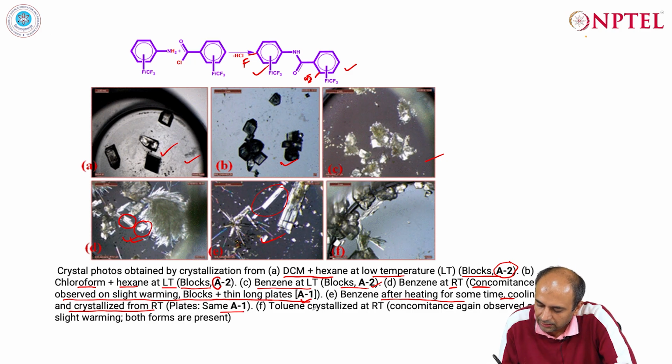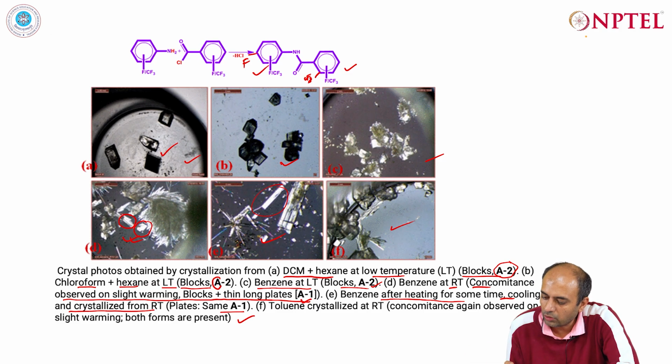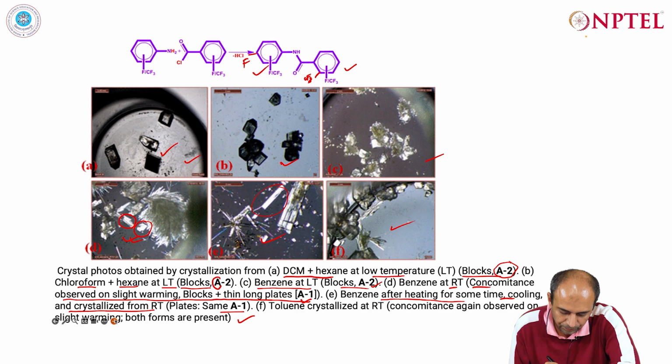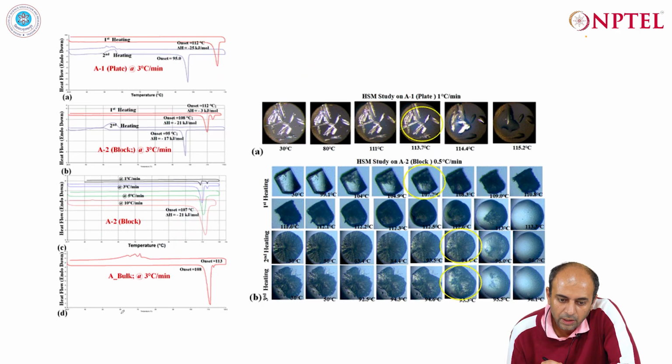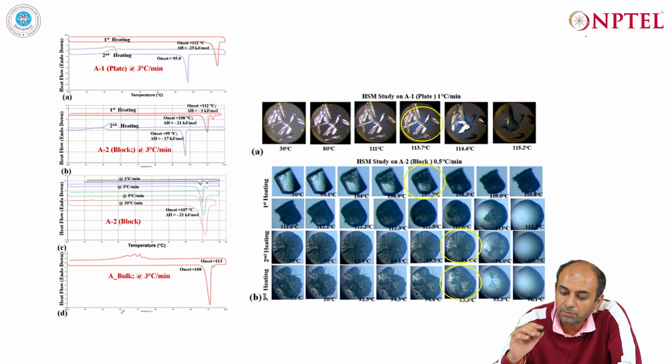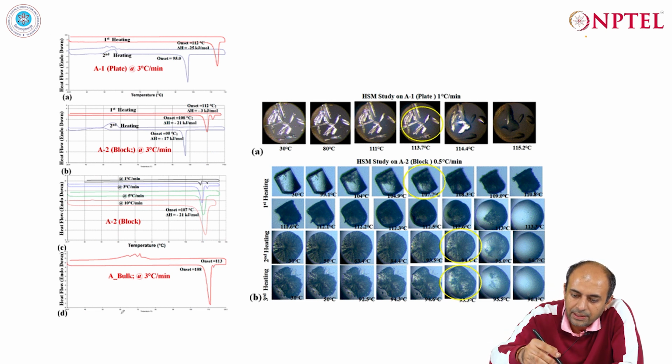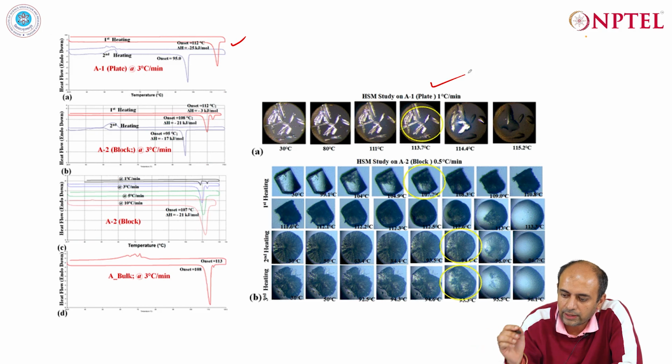And then when you crystallize it from toluene at room temperature, again you see concomitance on slight warming and both forms are present, as you can see in this particular crystallization vial. So this is the phenomenon of concomitant polymorphism, where different polymorphs crystallize under identical crystallization conditions. And so what was observed is that the block form converts into the needle form on warming, and to see whether this behavior is actually relevant in this particular system, we now performed a series of thermal characterizations using different techniques. For example, we started with DSC and then we also followed it up with HSM.